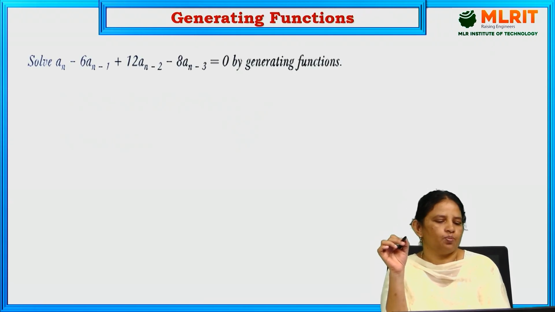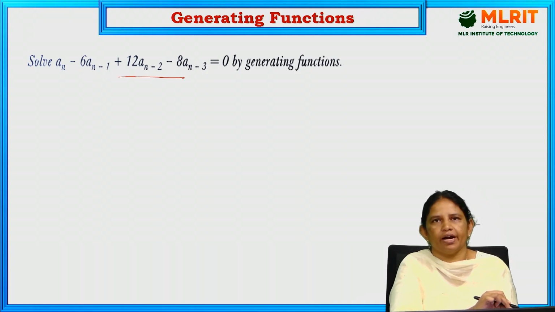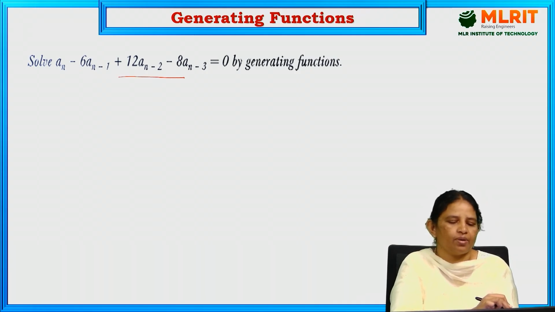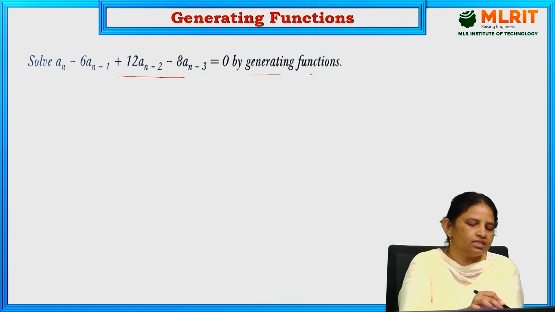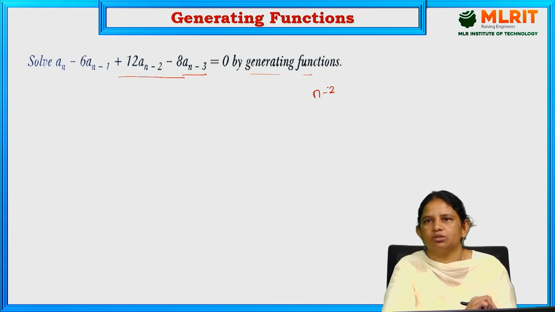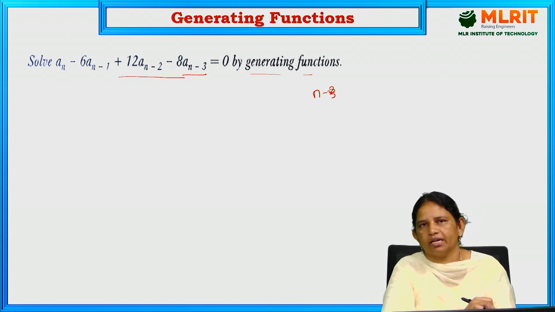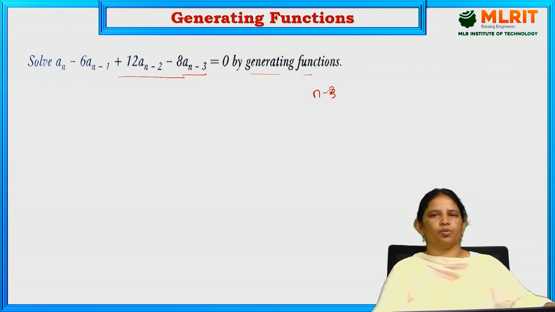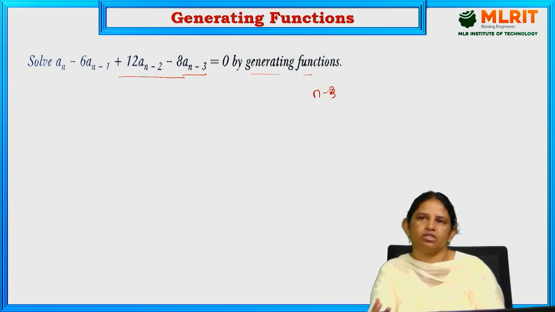Consider the first example. Solve a_n minus 6a_(n-1) plus 12a_(n-2) minus 8a_(n-3) equal to 0 by using generating function. How many terms are there? There are 3 terms, that is n minus 3. If it is n minus 2, then it is called a second order recurrence relation. If it is n minus 3, then it is called a third order recurrence relation. In case of third order, the procedure is the same, but the number of terms and number of solutions are increased.